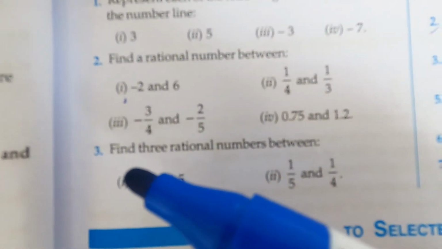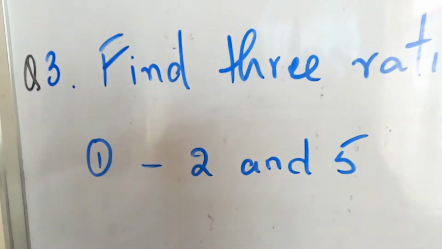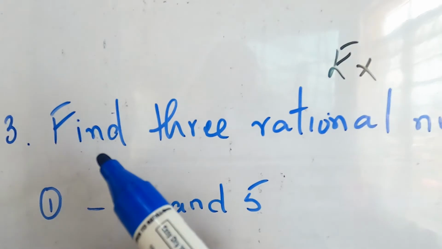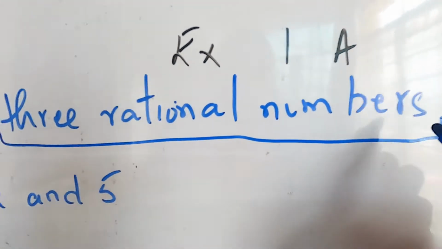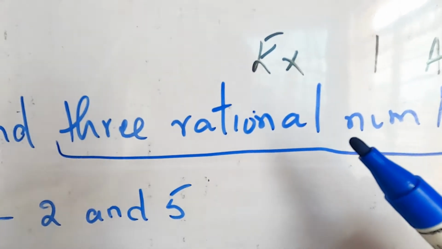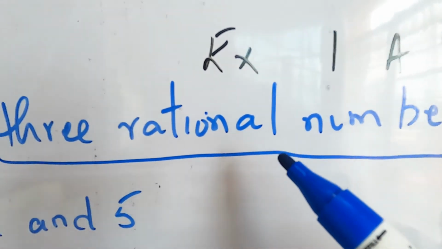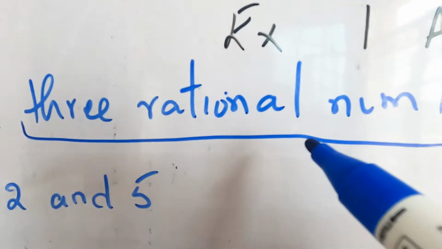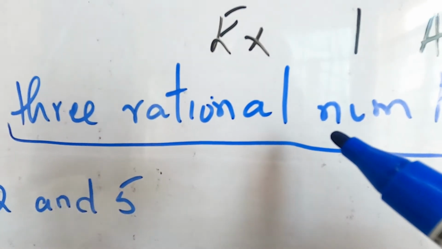Alright, next we shall start with question number 3. Find 3 rational numbers between minus 2 and 5. So in question number 3 we have to find 3 rational numbers, unlike in question number 2 where we have to find only one rational number. So in order to find 3 rational numbers we cannot use that x plus y divided by 2.